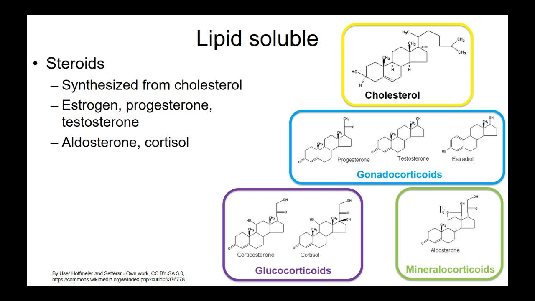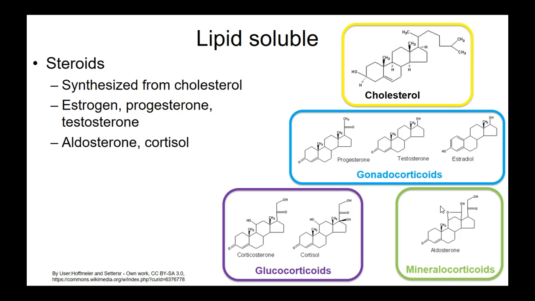Here we have glucocorticoids, which includes cortisol. And we also have mineralocorticoids, whose primary one is aldosterone. Okay? All of these are derived from cholesterol and all have similar structure to cholesterol, and therefore have similar chemical characteristics to cholesterol. And what do we know about cholesterol? It's lipid soluble, right?